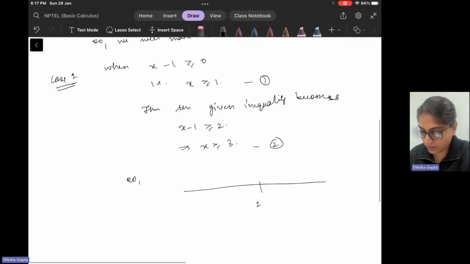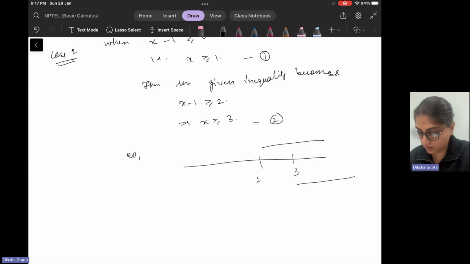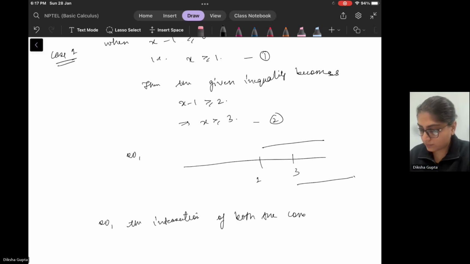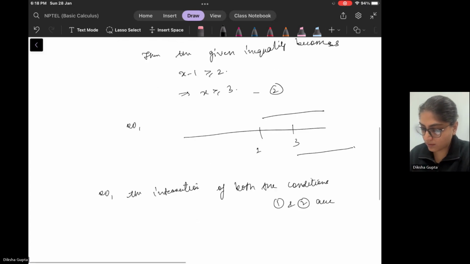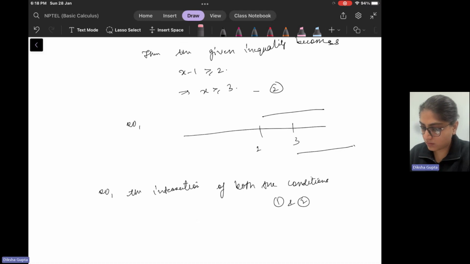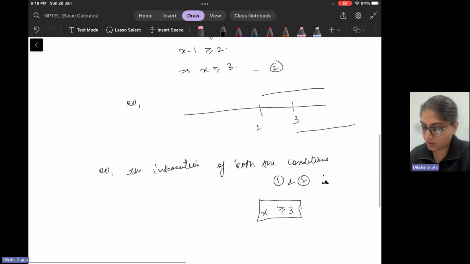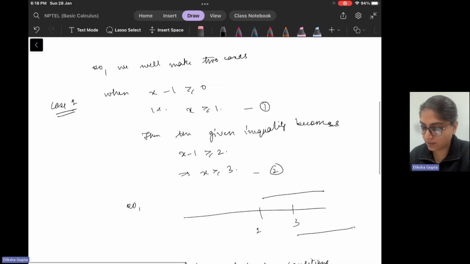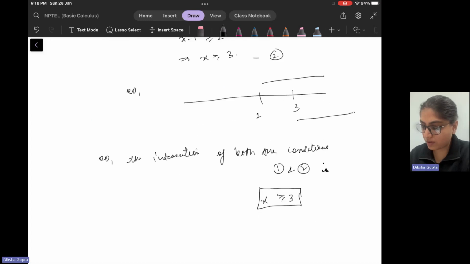So the intersection of both the conditions 1 and 2 is x greater than equal to 3. So the given inequality will be satisfied by all those x belonging to the real numbers such that x is greater than equal to 3.